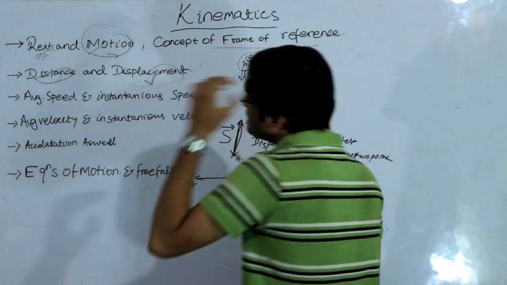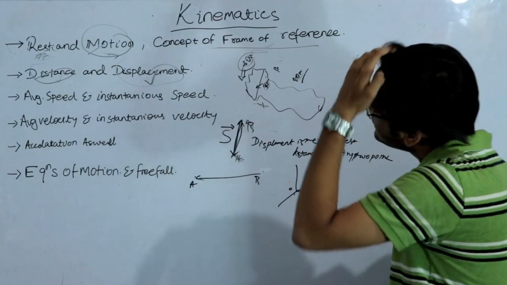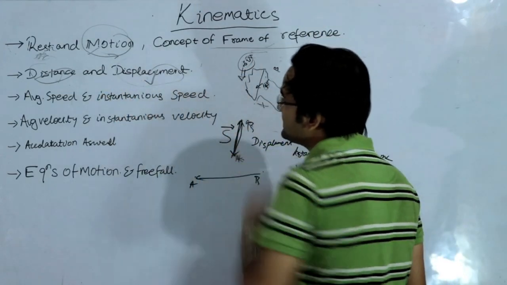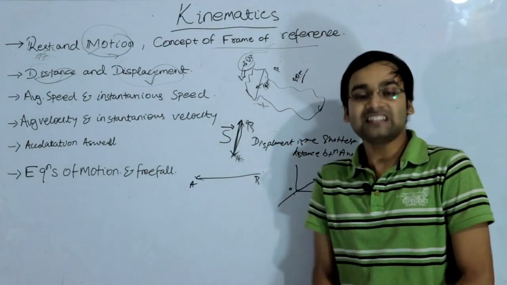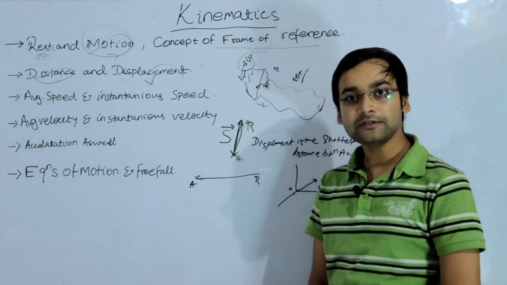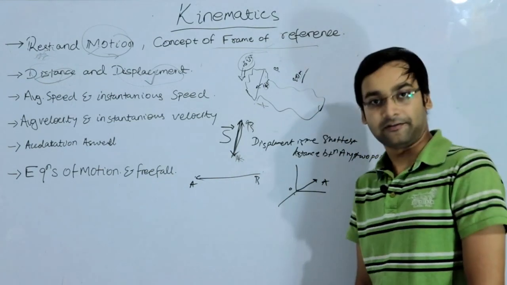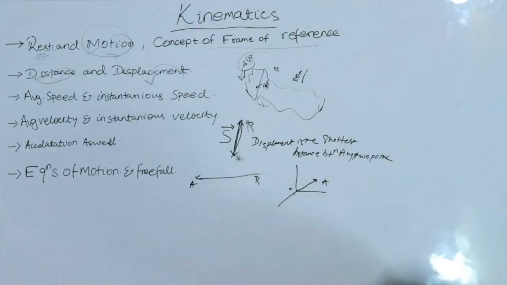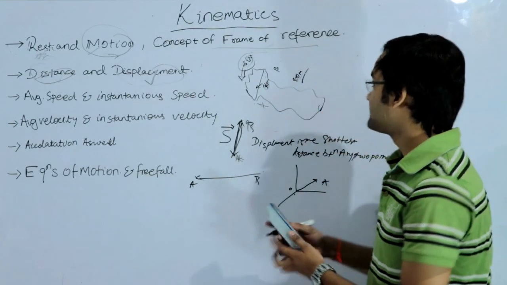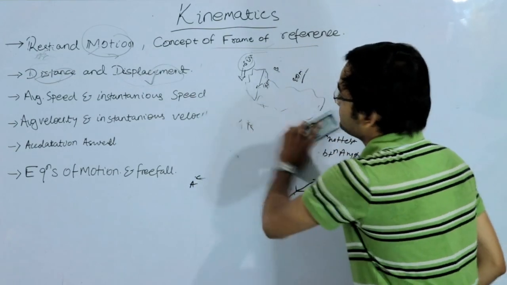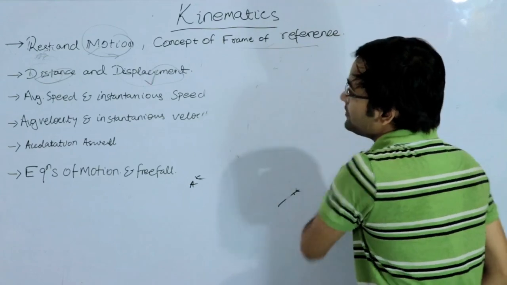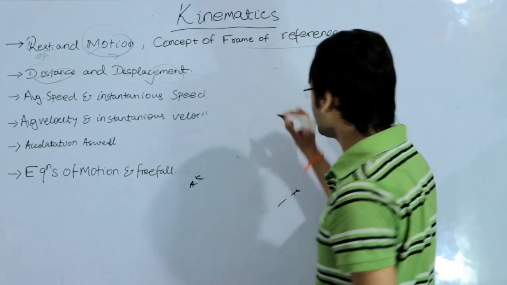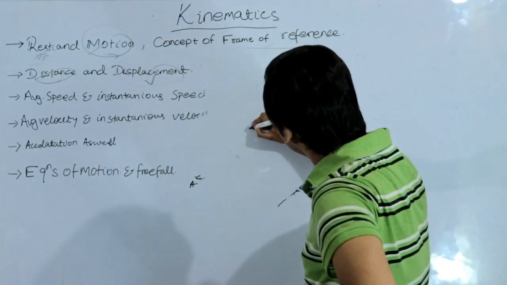Okay, so now we will talk about average speed and instantaneous speed. So what is average and instantaneous speed? Well, what is speed first? First we need to know what is speed, then we will go for average speed. Suppose we take an example.